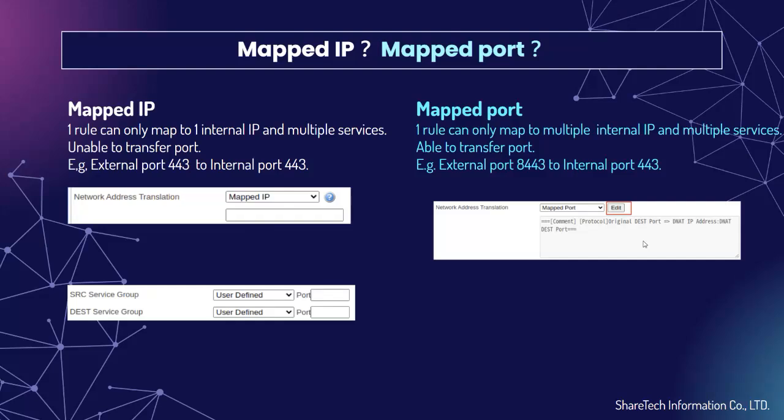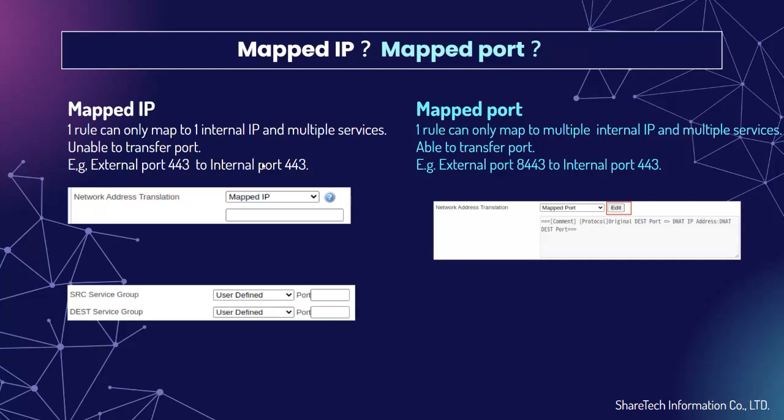In the previous slide, there was mapped IP and mapped port on network address translation. What is mapped IP and mapped port? Are there any differences between them? Mapped IP only can map to one internal IP address, but cannot transfer port. Mapped port can map to multiple internal IP addresses, and it can transfer port.